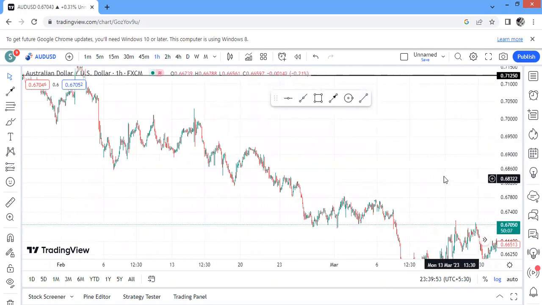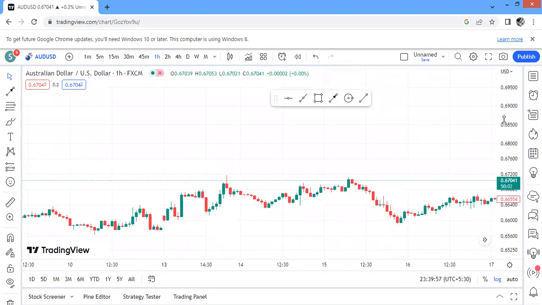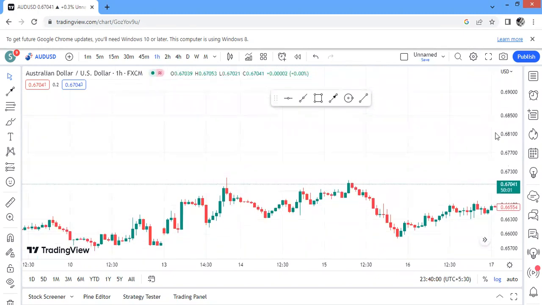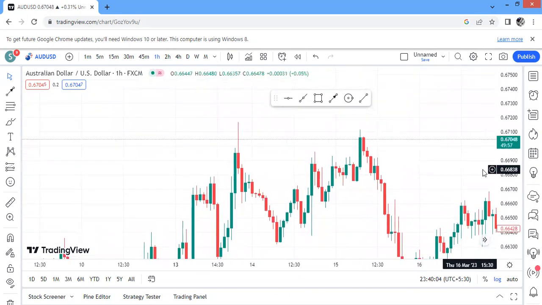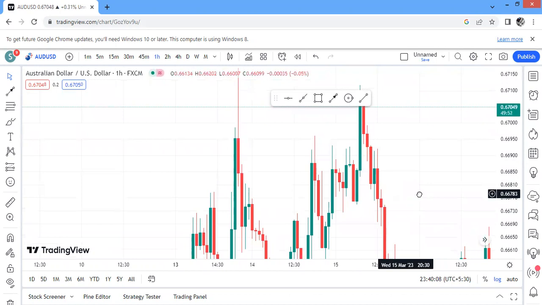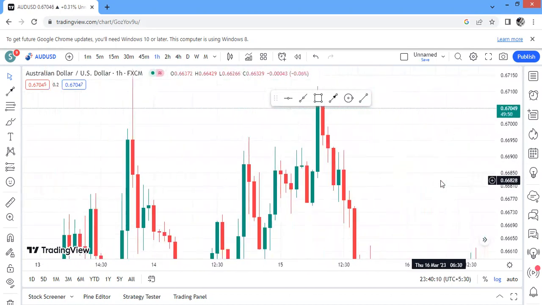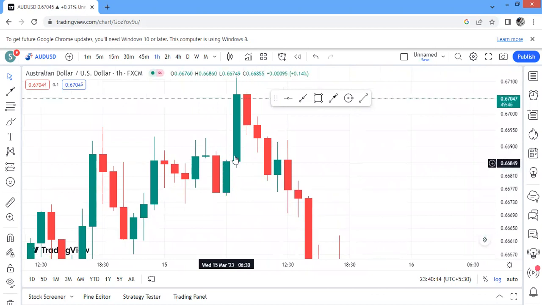Now, the first thing I want you to realize is that these candles represent buyers and sellers. That's rule number one. And that's why we have different colors for every candle. You see this bullish, these are bullish.